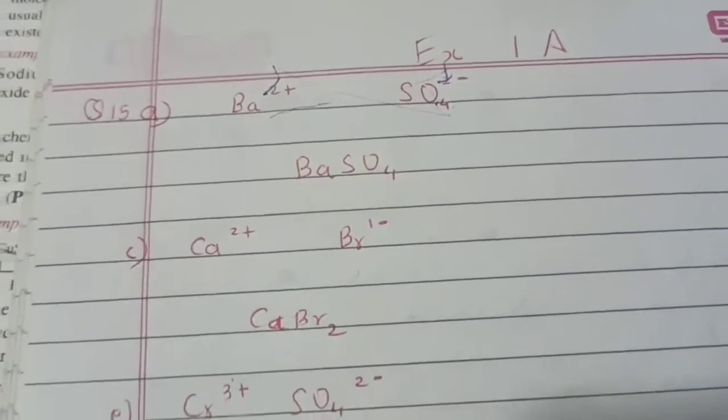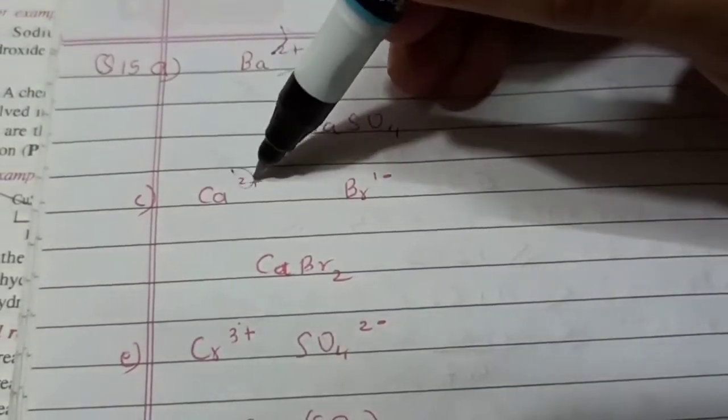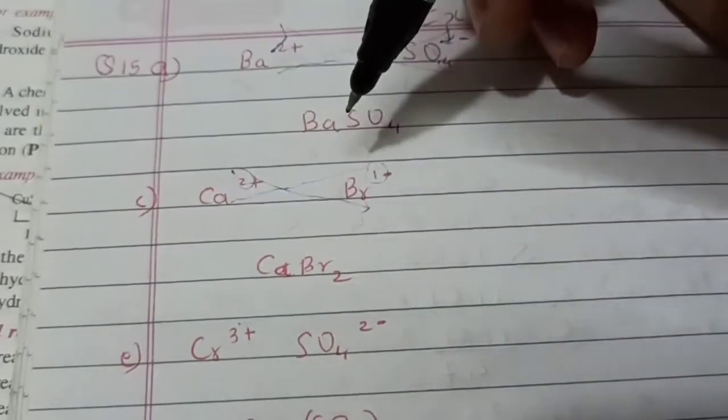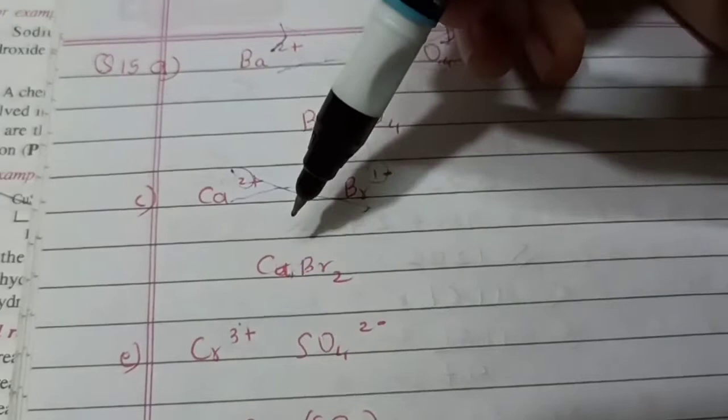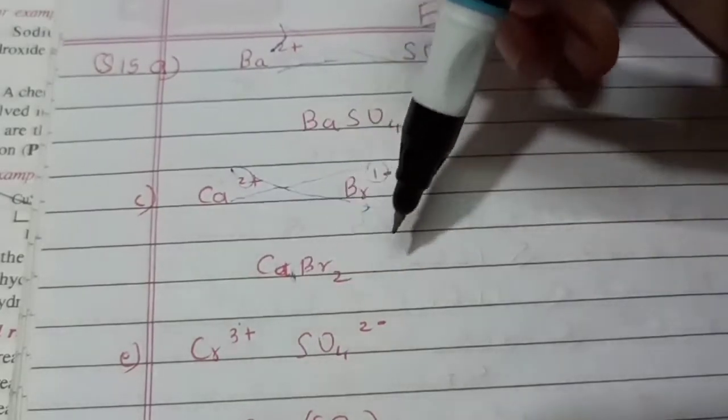Now the C question is calcium bromide. So I wrote the valencies. Now this 2 will go for bromine, and this 1 will go for calcium. So for calcium, no need to write number 1, it's understood. But for bromine, write 2. So the formula is CaBr2.